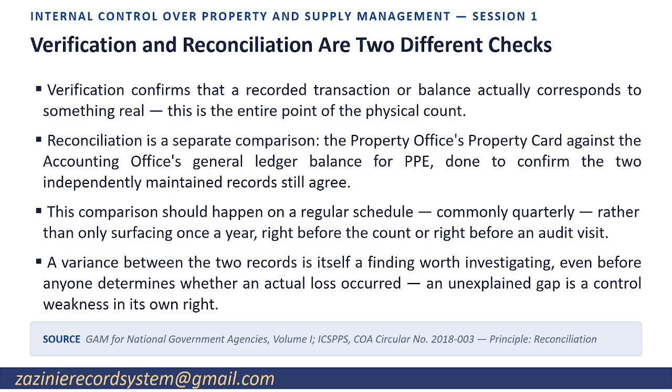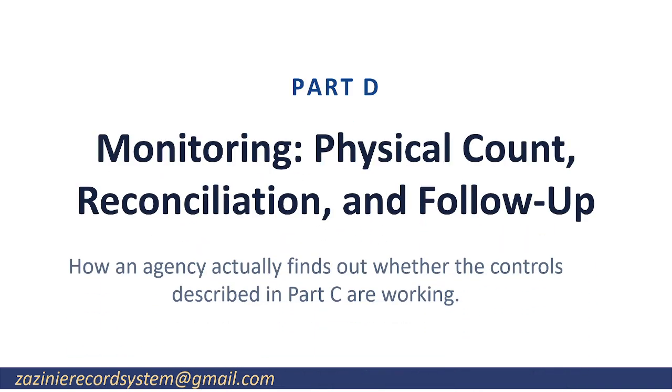Next slide. Part D. Monitoring, physical count, reconciliation, and follow-up. How an agency actually finds out whether the controls described in Part C are working. This part explains how an agency actually finds out whether everything covered in Part C is working. The annual physical count, what to do when it turns up a problem, and the broader concept of monitoring.